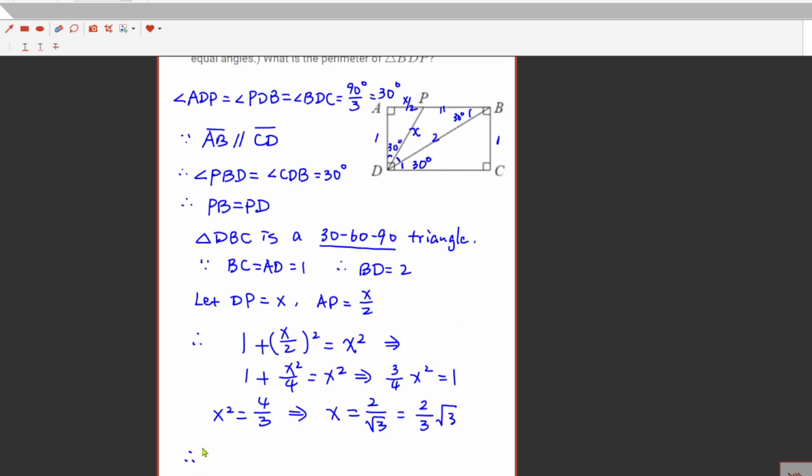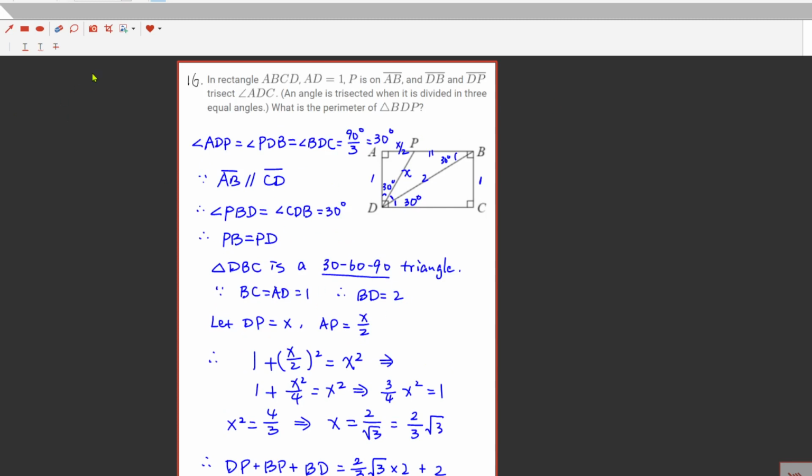Okay, then we know the perimeter of BDP, which means DP plus BP plus BD is 2 over 3 square root 3 times 2, because these two sides are equal, plus BD. BD is 2, so eventually you will have 2 plus 4 square root 3 over 3, right? Okay, have a look at the solution here. Any questions, just let me know, okay?